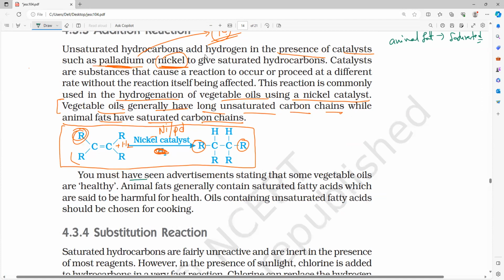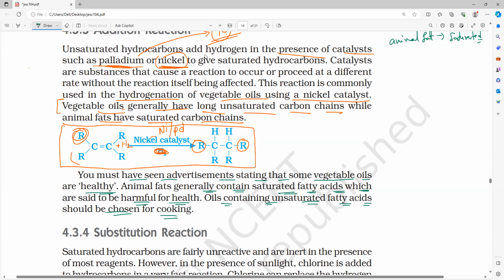You must have seen advertisements stating that some vegetable oils are healthy. Animal fats generally contain saturated fatty acids, which are said to be harmful for health. Oils containing unsaturated fatty acids should be chosen for cooking. So which is best for our health, unsaturated or saturated? Unsaturated.